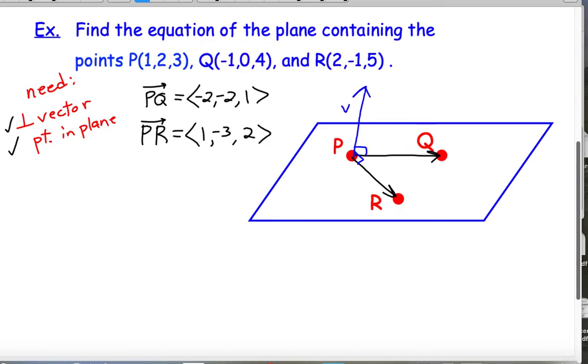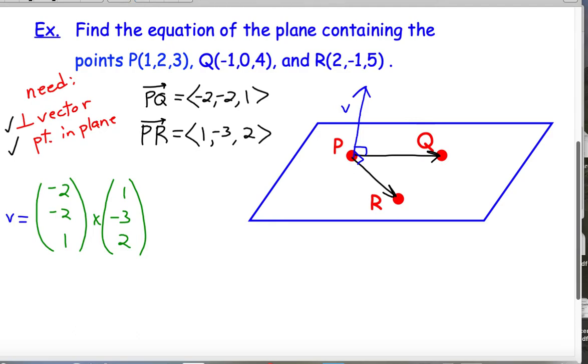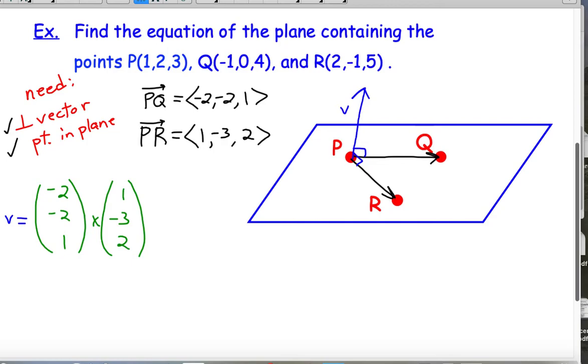Call it V. All right, so let's do our calculation for cross product. And I do that vertically, so -2, -2, 1. We're going to cross that with 1, -3, 2. And this is going to give me that vector V. All right, so our cross product is going to be, switch to blue.